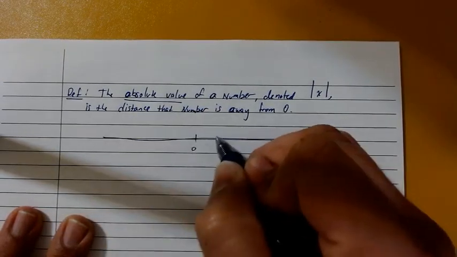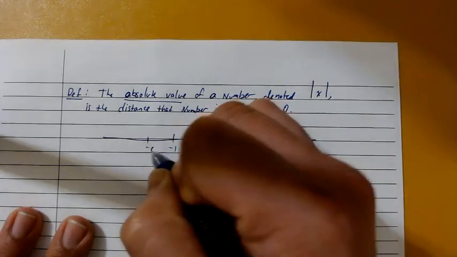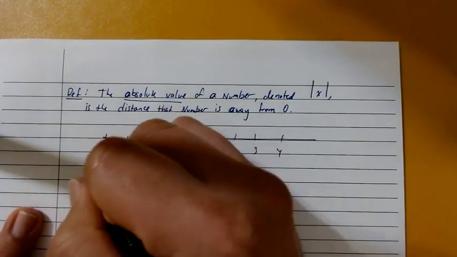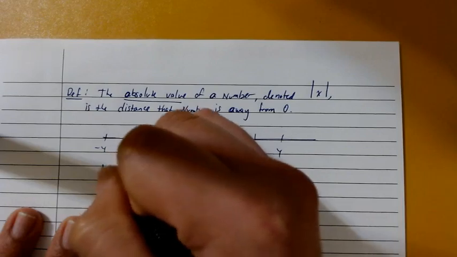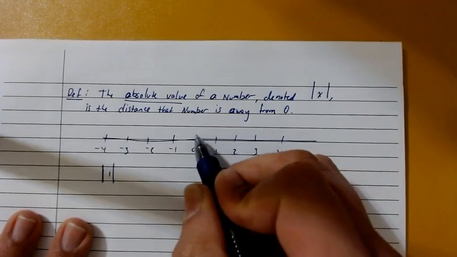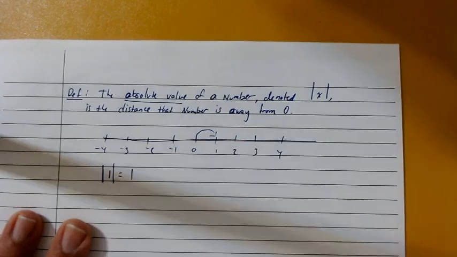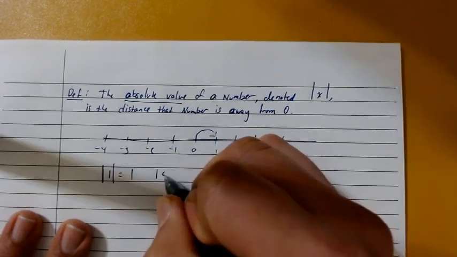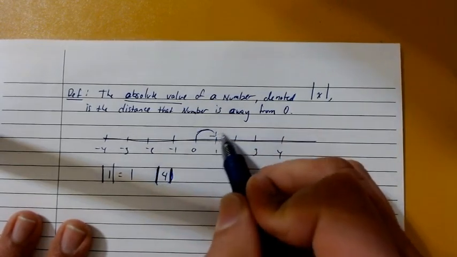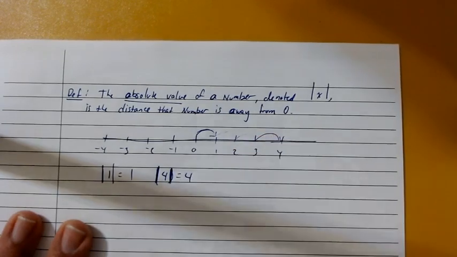So if you have your number line 0, 1, 2, 3, 4, -1, -2, -3, -4. If I want to find the absolute value of the number 1, then starting from 0, I count how many steps it takes me to get to the number 1. Well, it only takes me 1 step. Okay, so the absolute value of 1 is the number 1. The absolute value of the number 4, again, I want to count the number of steps. Well, it's going to take me 1, 2, 3, 4 steps. Okay, so the absolute value of 4 is 4.